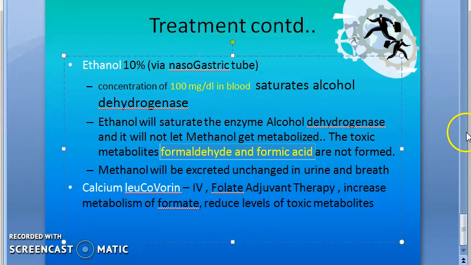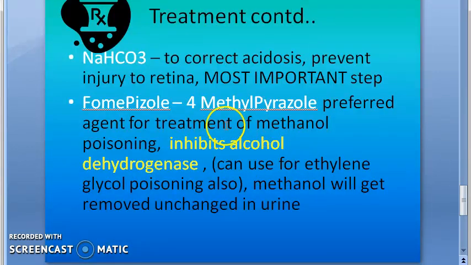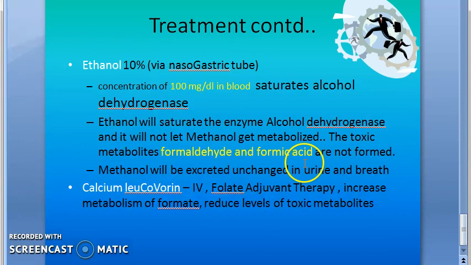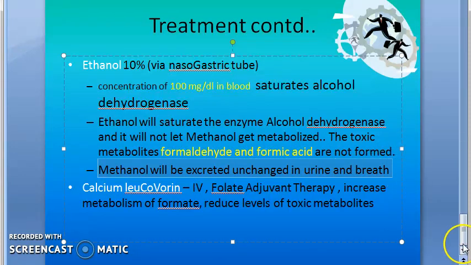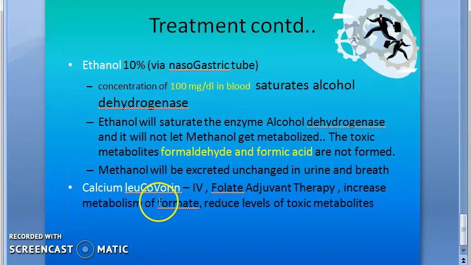Fomepizole also is doing something like this only. What is fomepizole doing? Remember, it will inhibit the enzyme. So here also methanol cannot get metabolized; however, ethanol will get metabolized. Now, methanol will be excreted unchanged in urine and breath, as we have already told you.